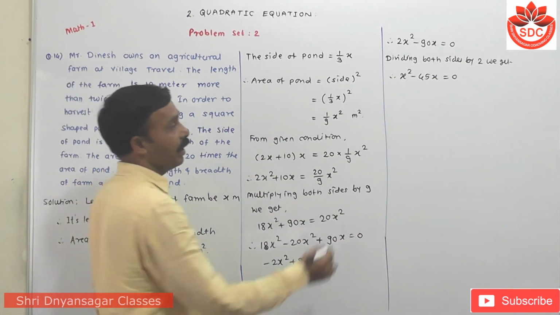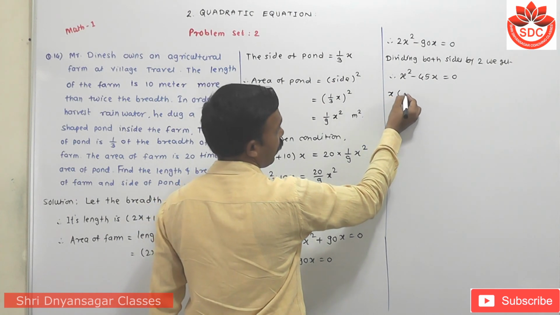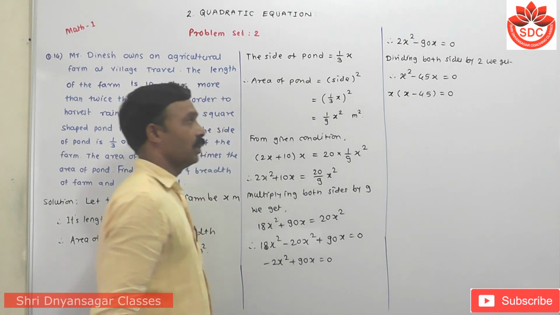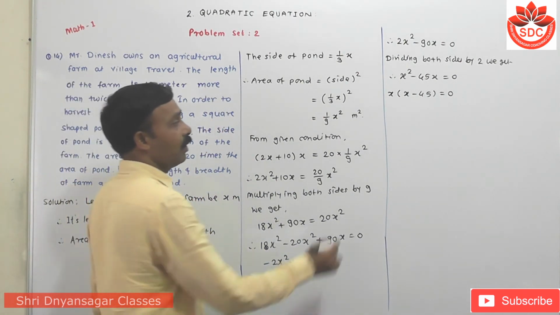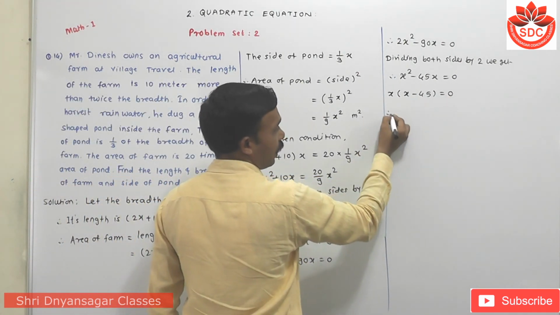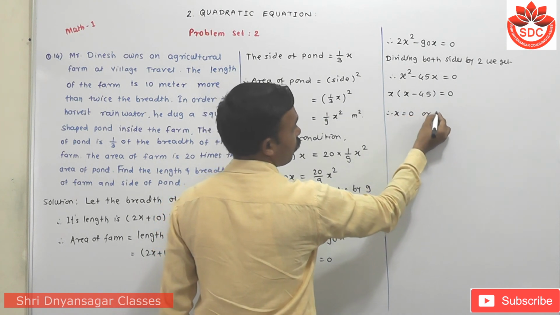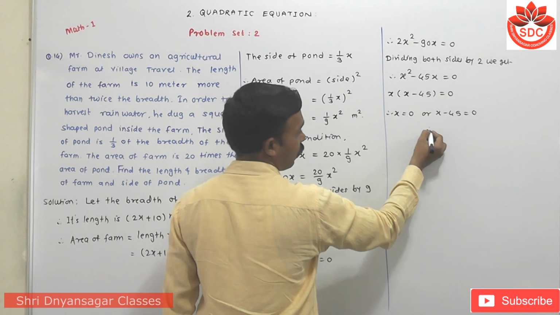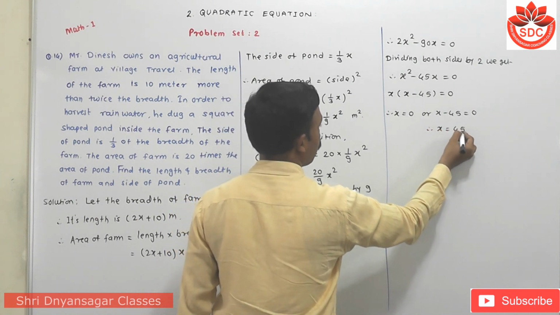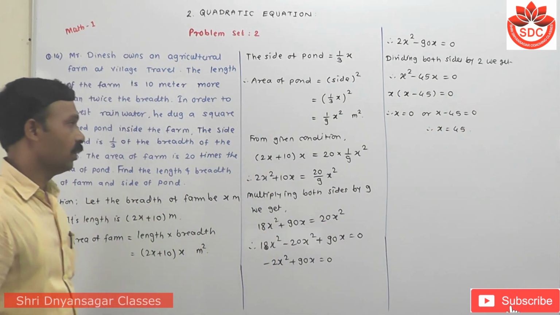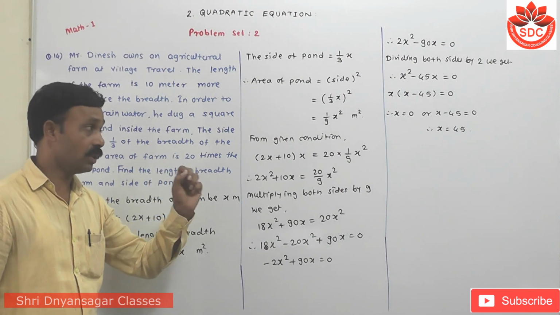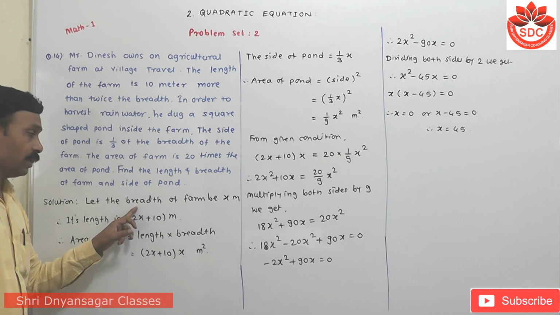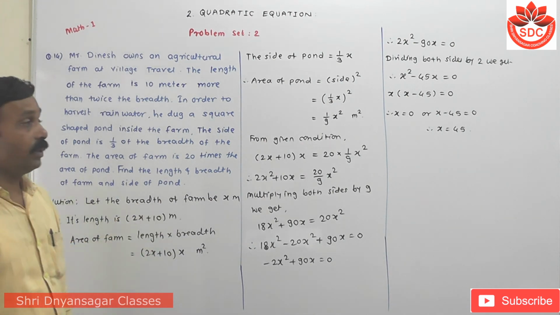Then we take x common. In brackets, x minus 45 is equal to 0. Therefore, if the product of two terms is 0, then at least one of them must be 0. So x is 0 or x minus 45 is equal to 0, therefore x is equal to 45. But student, look carefully, x is 0 is not acceptable because x is the breadth of the farm.